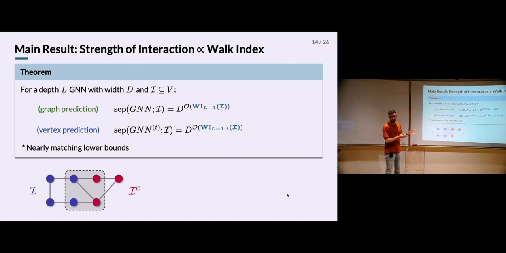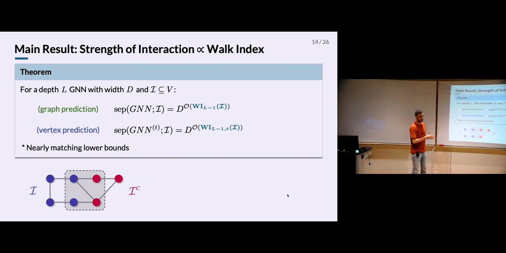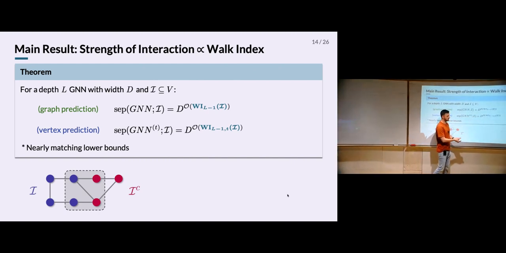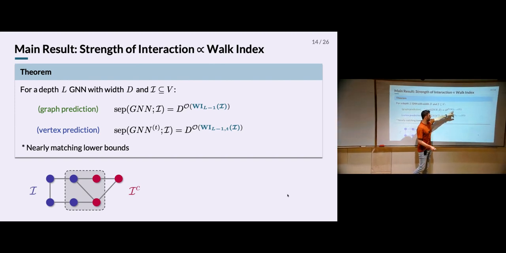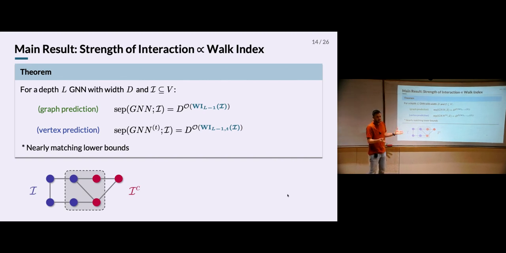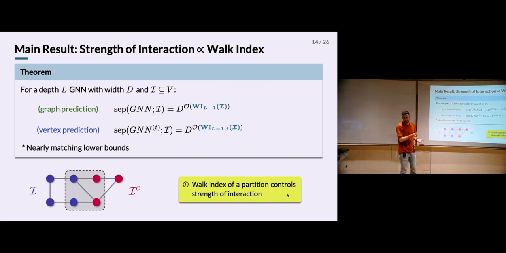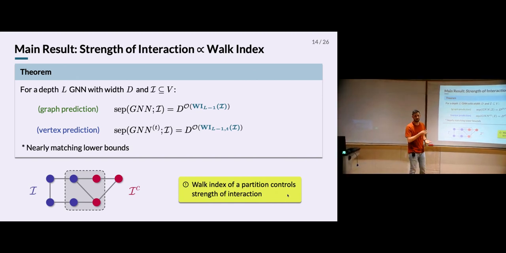Let's parse this result and see that we have here all the quantities that we wanted. We wanted a dependence on the graph structure and the size of the GNN, some quantity that depends on the architecture. We see here that the width of the GNN comes in with a polynomial dependence. The depth affects the length of the walks that we consider. And the graph structure comes into play through the walk index, the number of walks that originate from the boundary of the partition. Given some GNN, this implies that the walk index of a partition is what primarily controls the strength of interaction that a GNN can model between them, for this measure.